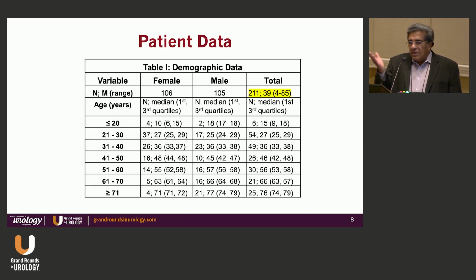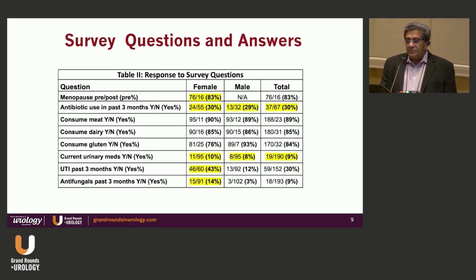Here is the patient demographic data: approximately equal numbers of male and female, the median age is 39, and the age range is from 4 years to 85. And I've given you the distribution of the age here.